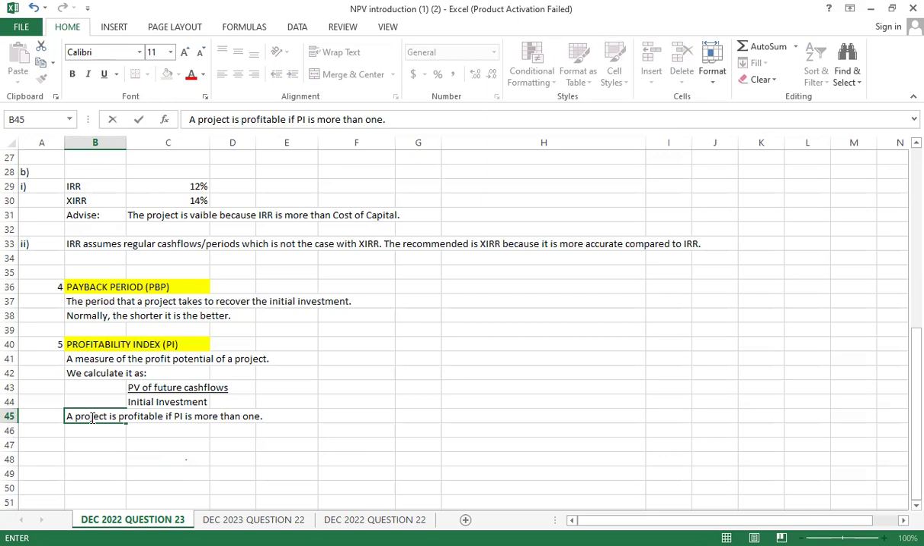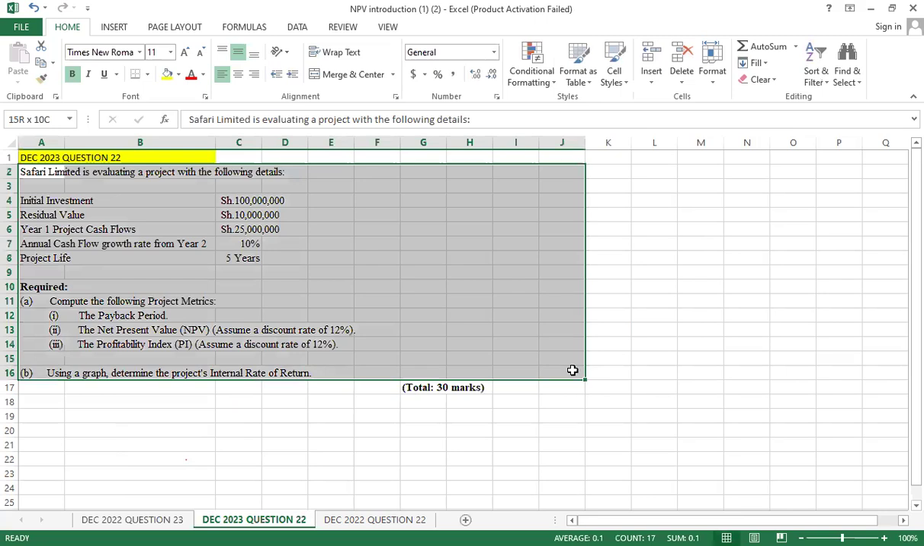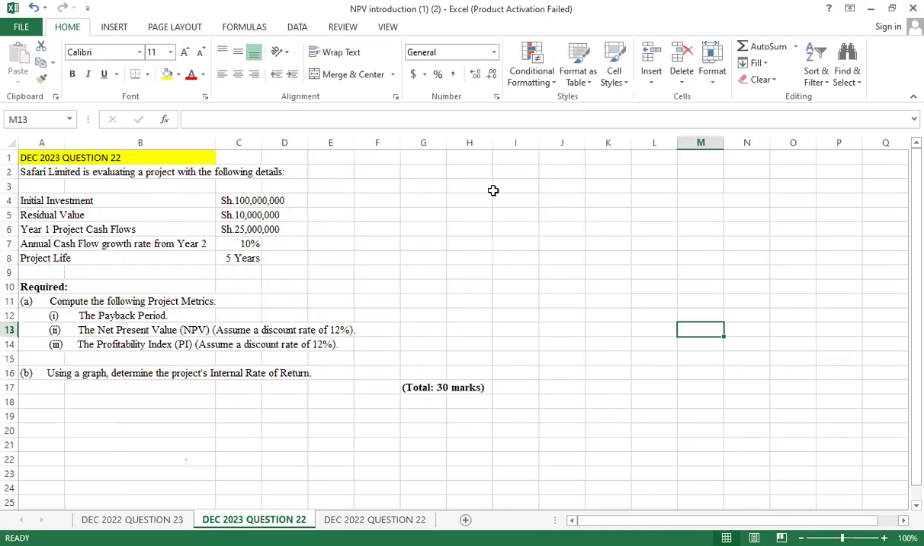Can you proceed on to the second sheet? Proceed on to the second sheet. Let's be looking at that second question, the same sheet.